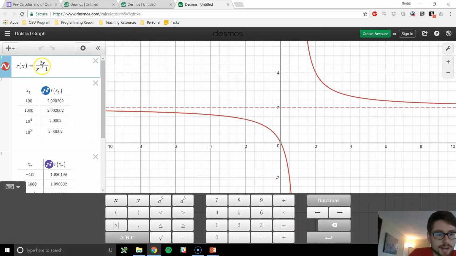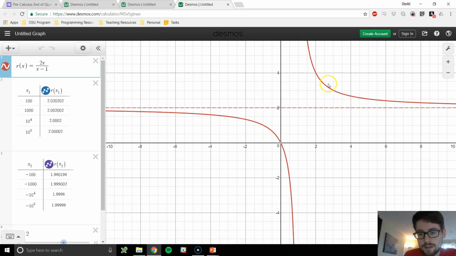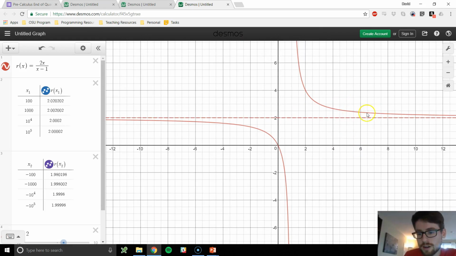Okay, so here's 2x over x minus 1. You can see that the two polynomials have the same degree, so if we boiled that down, 2x over x, you would get 2 after simplifying. So that's going to be our end behavior. This function will approach 2 as x goes to negative infinity or positive infinity. We can see that in the shape of the graph: it gets closer and closer to 2 as you go to the right or as you go to the left.